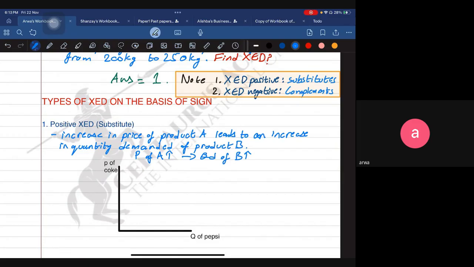So what sort of a curve is there going to be? Let's say look at Coke and Pepsi, just price of Coke and quantity of Pepsi. What sort of a curve is it going to be? It's going to be upward sloping then, right? Because as price of Coke is increasing, the quantity of Pepsi is also increasing. Like this? This is rising.